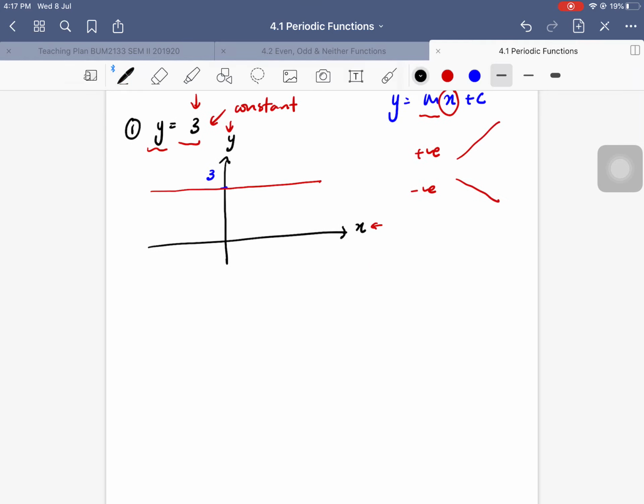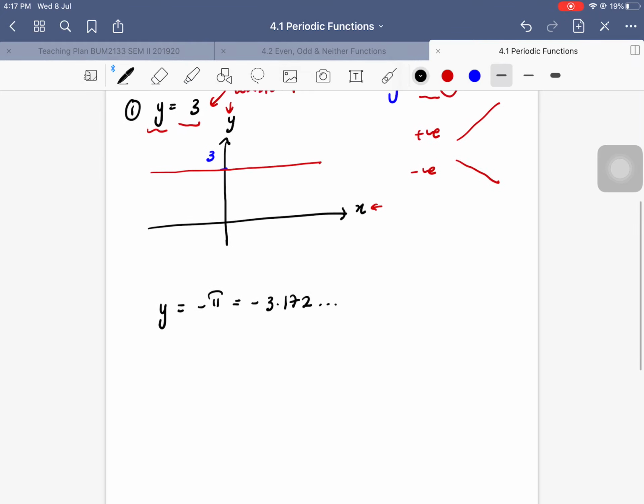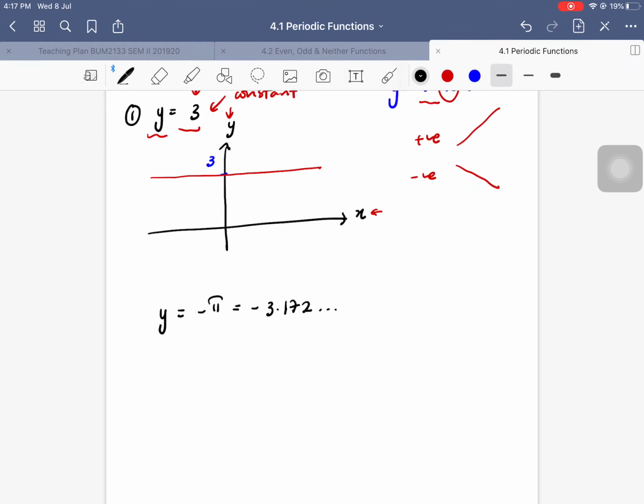Or if I show you another example, let's say I have the graph of y equals negative pi. Do not find this intimidating, because if you use your calculator, you will find that the value of pi is simply 3.172 and so on. I don't remember the rest of the numbers at the back, but the main point is that it's just a graph of y equals negative 3.172.